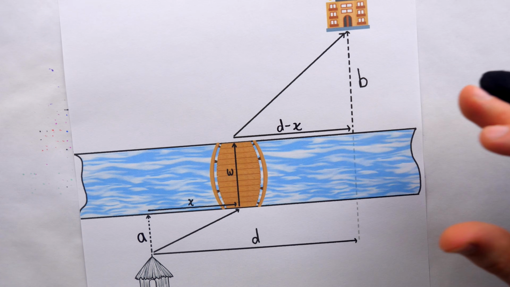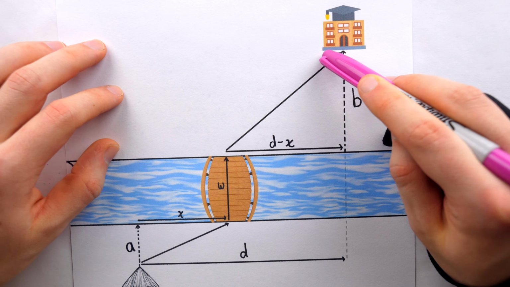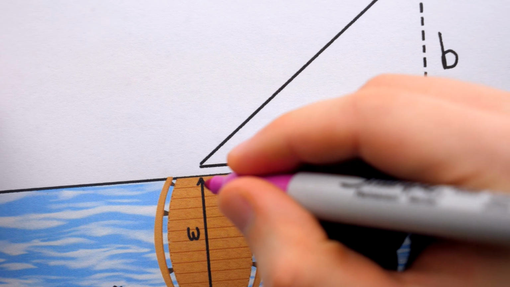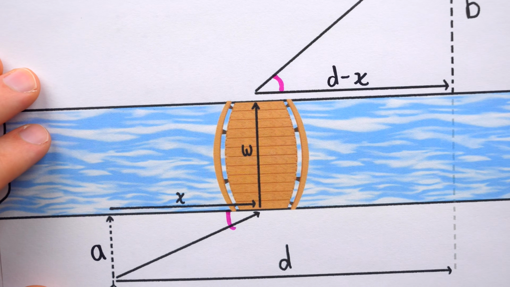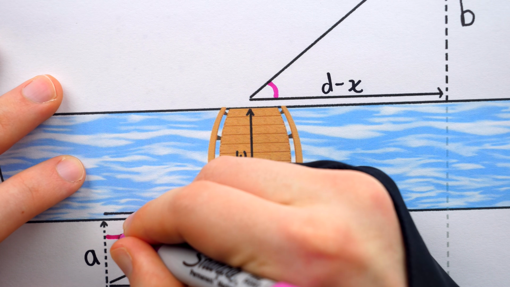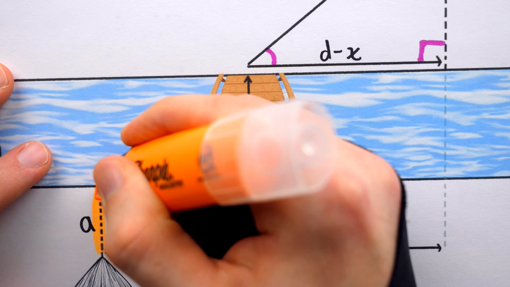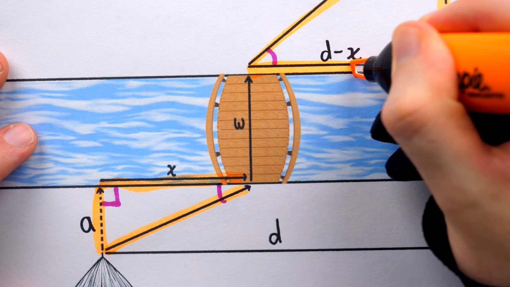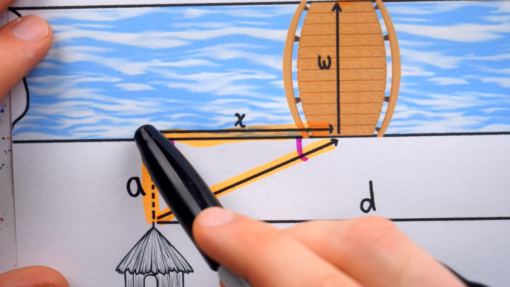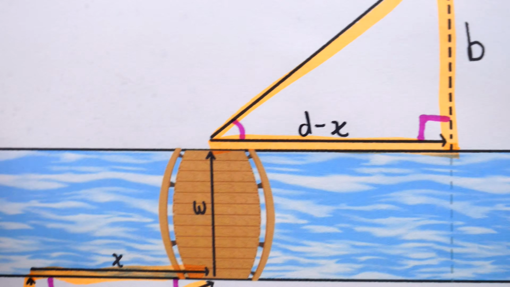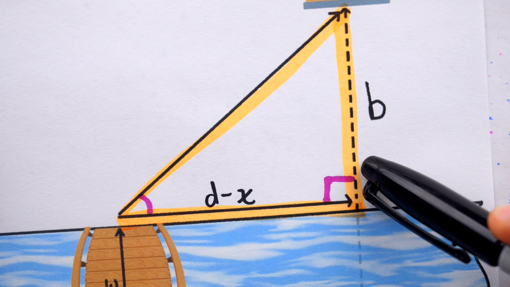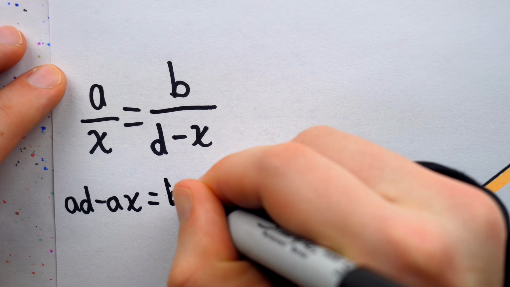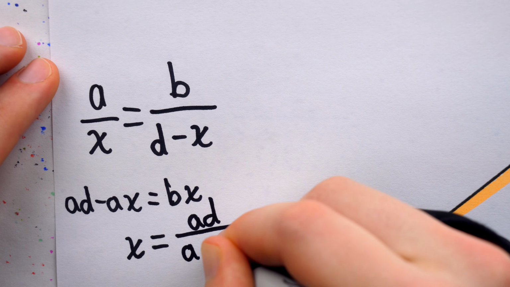Now, pulling in a fresh diagram, if these two vectors need to be going in the same direction, that means that this angle is congruent to this angle. But we also have another pair of congruent angles because we have a right angle here and here. That means these two triangles are similar, and so their sides are proportional. And therefore, the ratio of A to X is equal to the ratio of B to d minus x. Solving this again yields the expression for x we previously found using calculus.